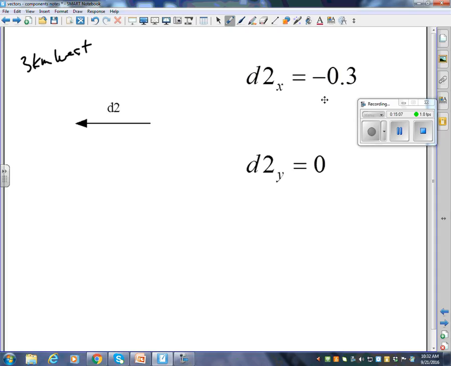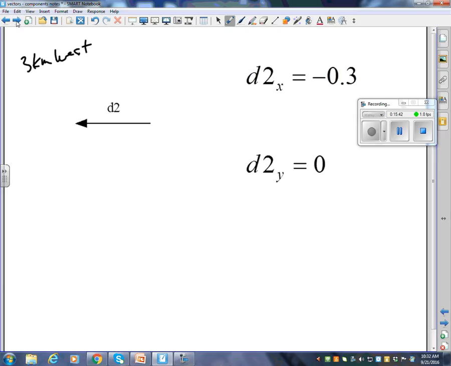Why is it negative? Braden, why is it negative? Because it's to the left. Why is the y component 0? It doesn't go up or down. There is no y component. Is that okay? Yeah, that's awesome. You don't have to do any math. The x is negative 0.3. The y is 0.